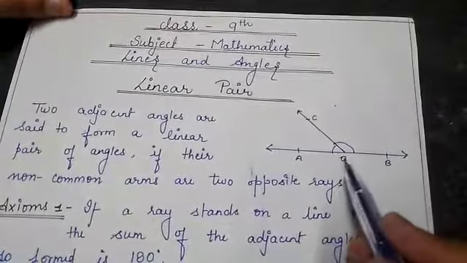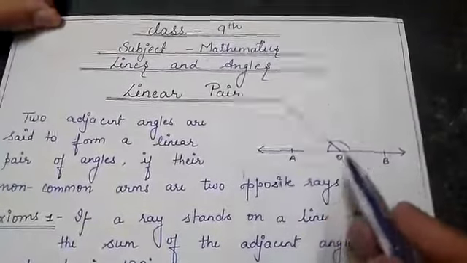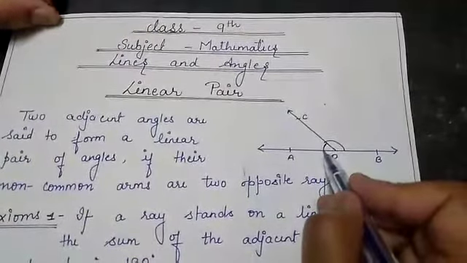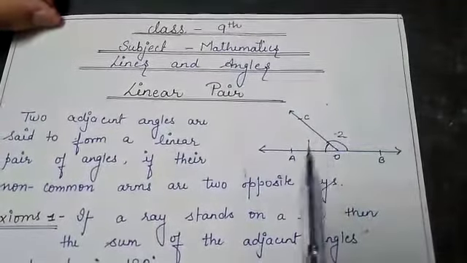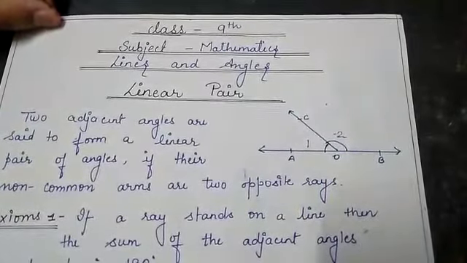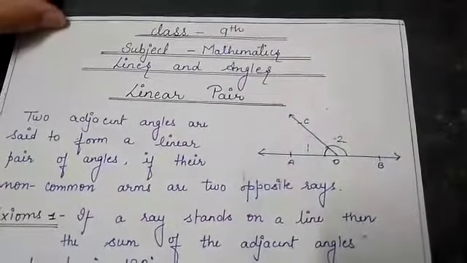on the straight line and form two angles. So this is angle 1 and this is angle 2. So angle 1 and angle 2 are called a linear pair of angles.